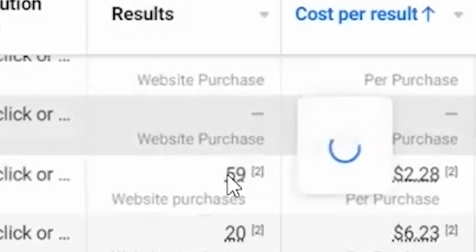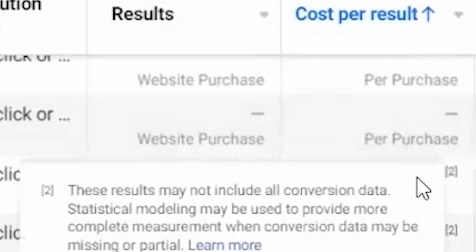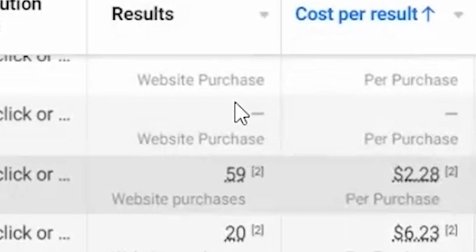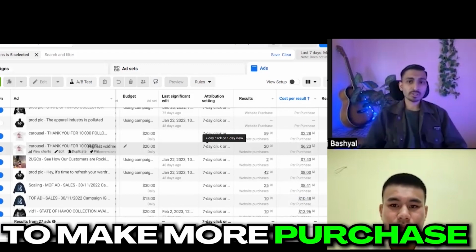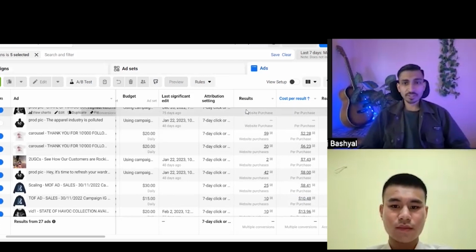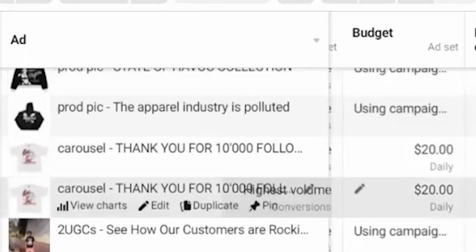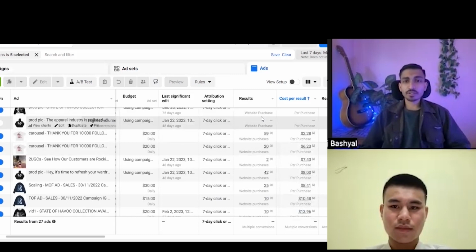We have got 59 purchases from this single ad, and the cost per purchase is $2. So it's not like you did a lot of creatives to make more purchases. Here we've got 59 purchases from one creative. This is one ad, and we're using the same creative, and we've got 20 purchases. So it's not like you need tons of creatives to make more sales, but you gotta figure out the winners. That's where the testing comes in.